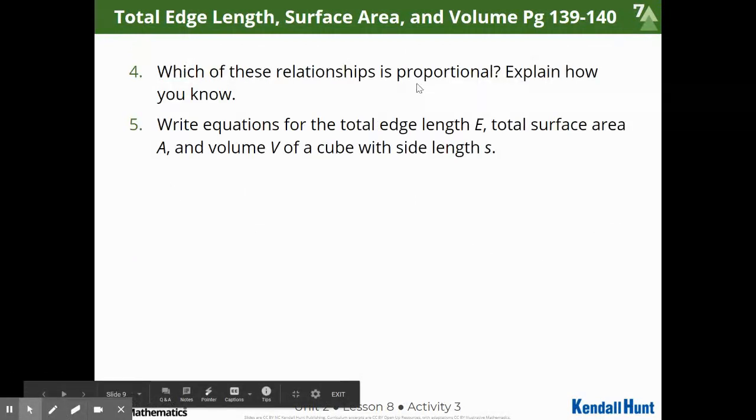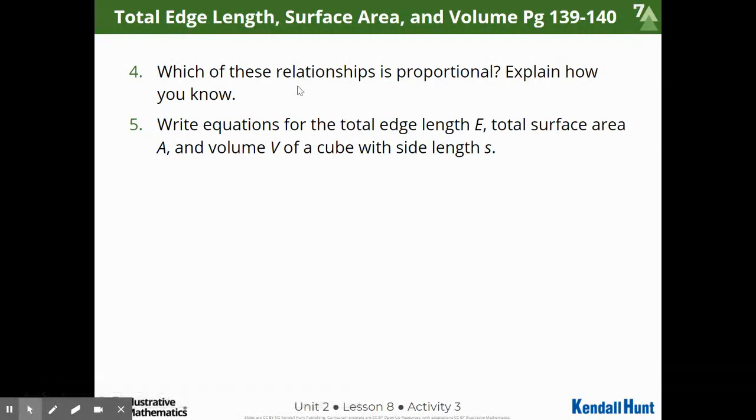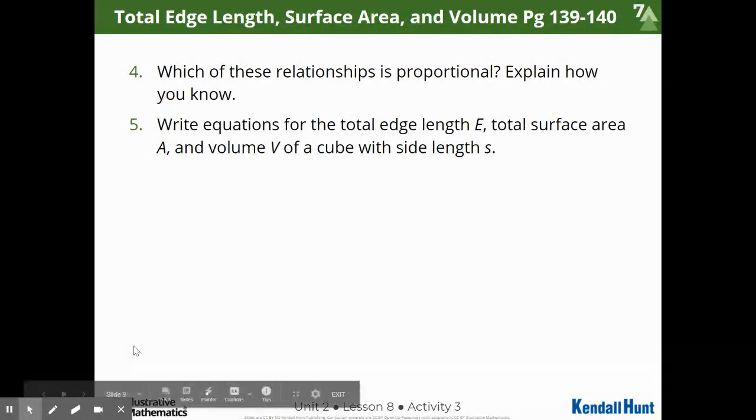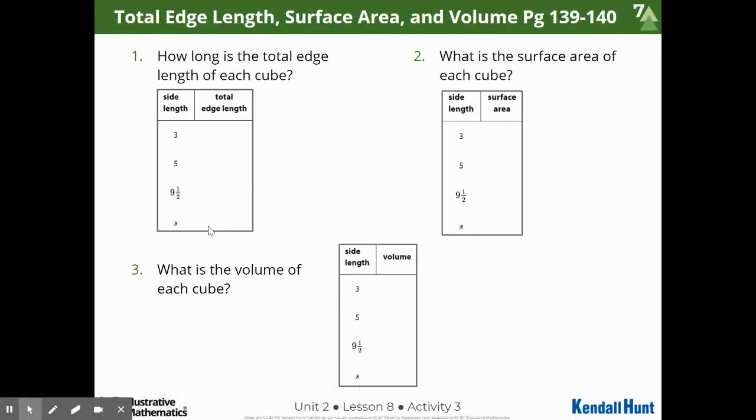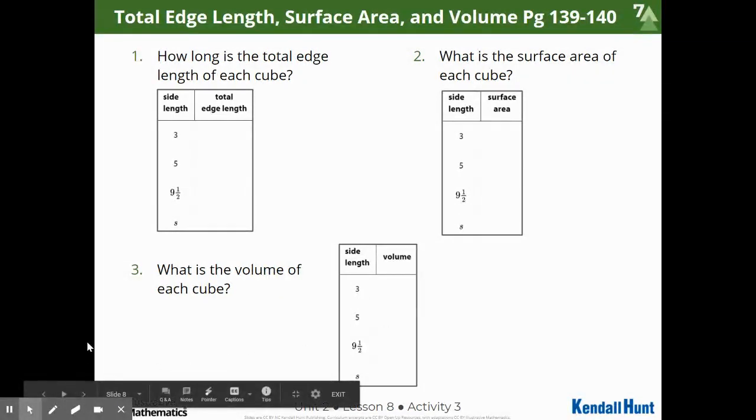And it says, which of these relationships is proportional? Explain how you know. Well, from what I could tell, the side length is proportional. This one right here, because if you noticed, when we were doing our equation for it, it was just s times the number over here. Remember, it was 12. There's 12 edges, so it was s times 12. So everything was multiplied by the same thing. All the other ones, there wasn't just one common multiplier. So those were not proportional, but this one was. Can you give me any other reasons why it would?